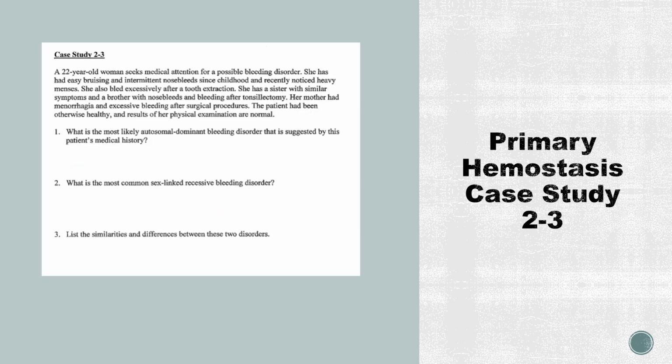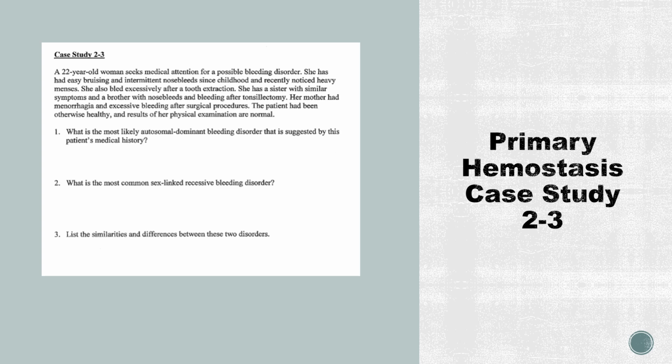Case study 2-3. All right, so a 22-year-old woman seeks medical attention for a possible bleeding disorder. She has had easy bruising and intermittent nosebleeds since childhood and recently noticed heavy menses. She also bled excessively after a tooth extraction. She has a sister with similar symptoms and a brother with nosebleeds and bleeding after a tonsillectomy. Uh-oh. Her mother had menorrhagia and excessive bleeding after surgical procedures.